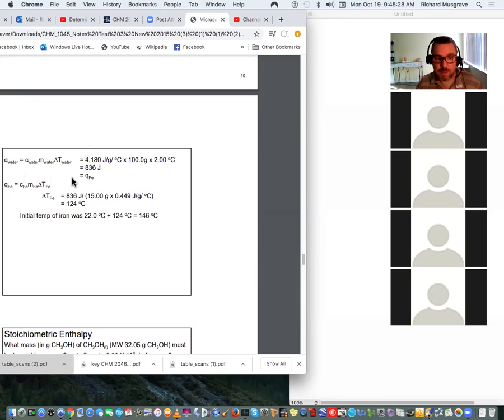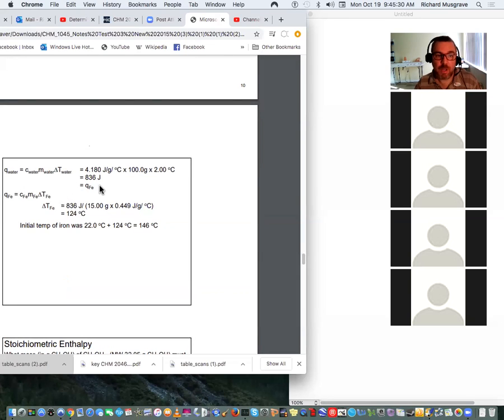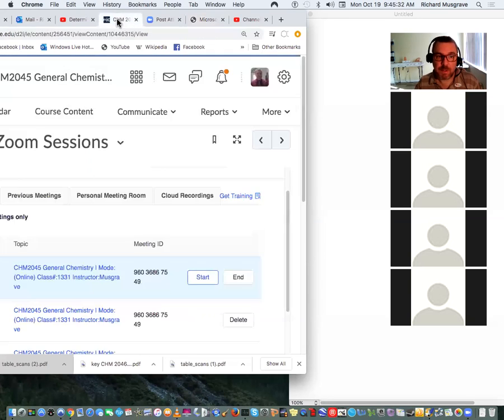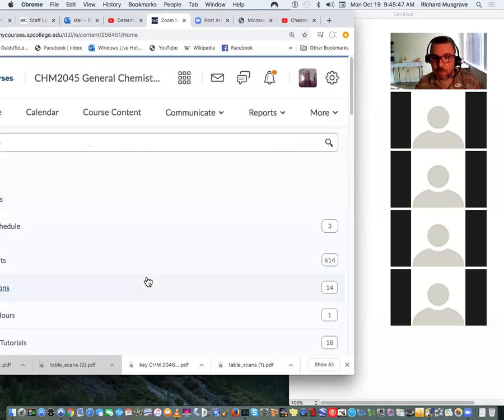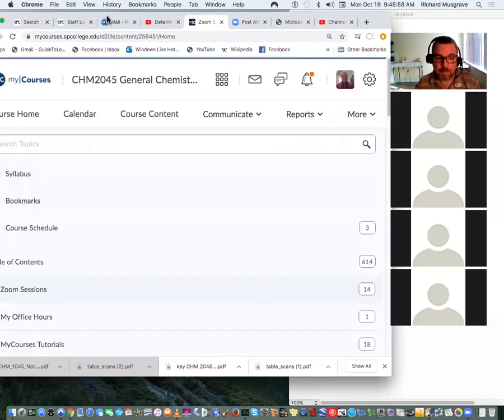That makes sense. Now, there's actually two kinds of problems that you could possibly see on the test. What I'm going to do is show you the practice quiz here, which has very similar problems to what you're going to see on the test as well. So that's one kind of problem where we're looking for the initial temperature of the iron. We can also reverse the problem as well.